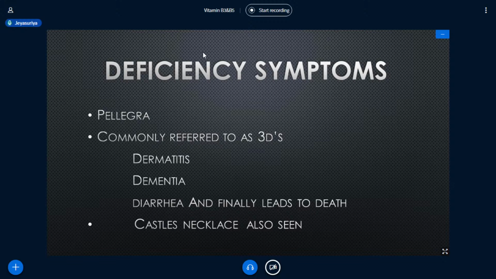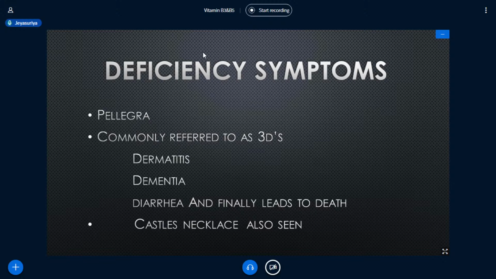So, what are the conditions caused by the deficiency of this vitamin, vitamin B3? Generally, this deficiency leads to a clinical condition called pellagra. Pellagra is commonly referred to as the disease of three Ds. Generally, three conditions will be seen: dermatitis, dementia, and diarrhea, which in turn finally leads to death. That's also called the 4D.